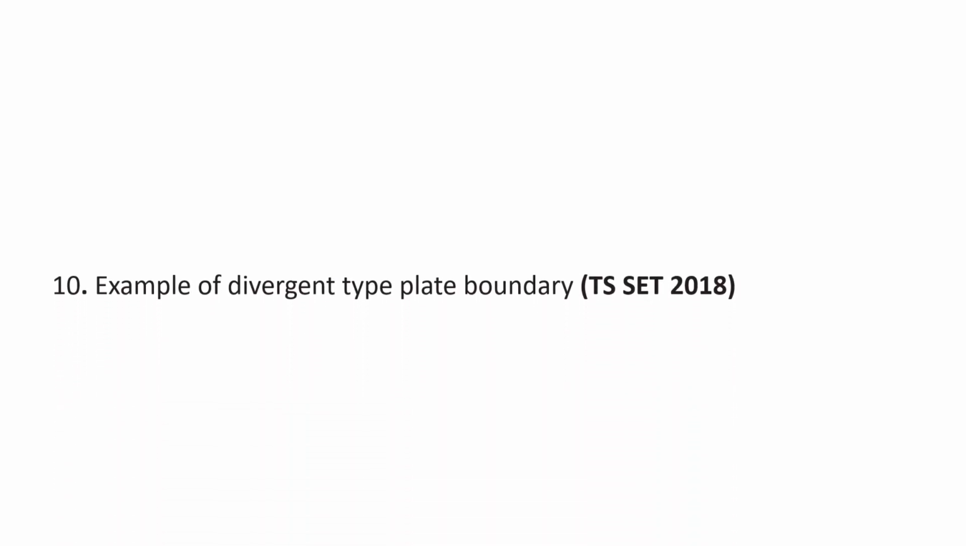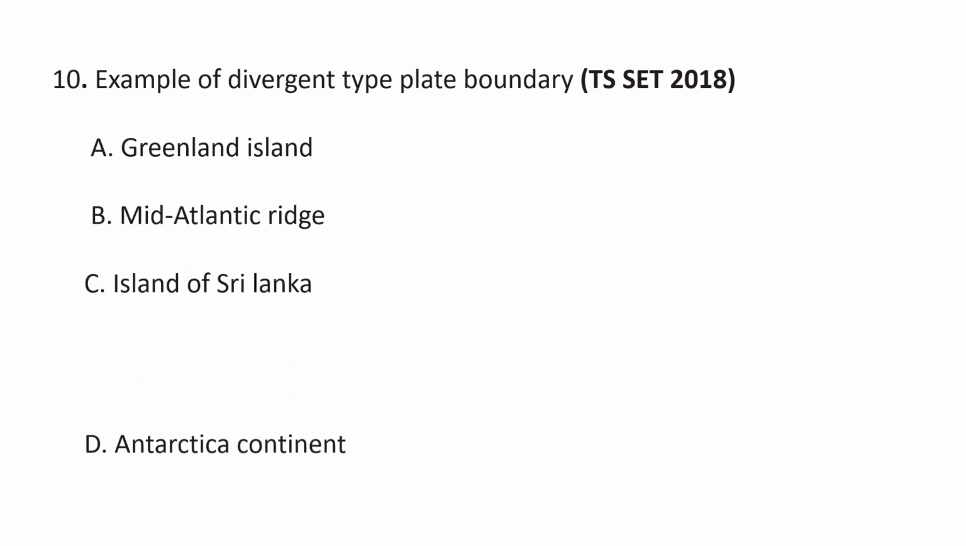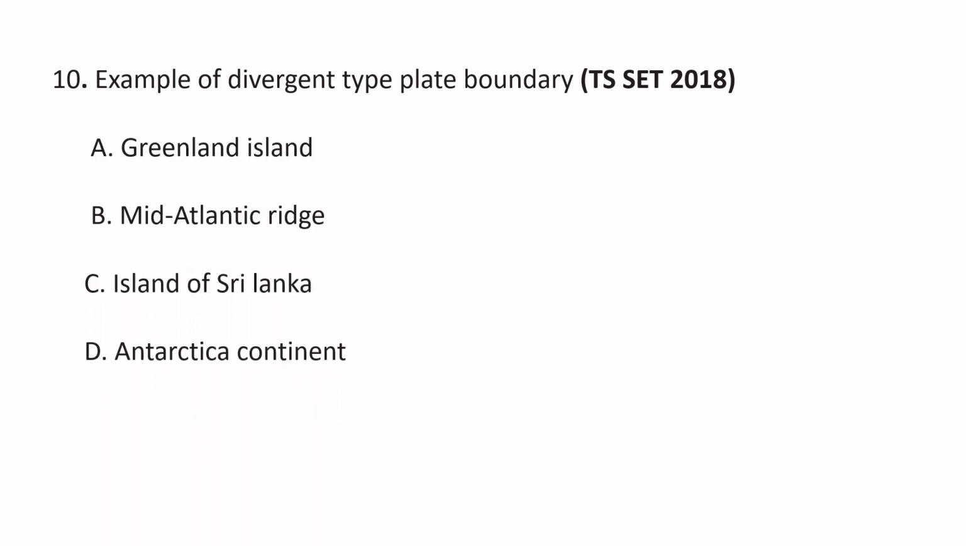Next question. Example of a divergent type of plate boundary is A. Greenland Island, B. Mid-Atlantic Ridge, C. Island of Sri Lanka, D. Antarctica continent. So example of the divergent plate boundary is Mid-Atlantic Ridge. It is an example of a divergent boundary where new plate material is made. And one area of the plate divergence is seen at the mid-oceanic ridges. So this is referred to as seafloor splitting also.